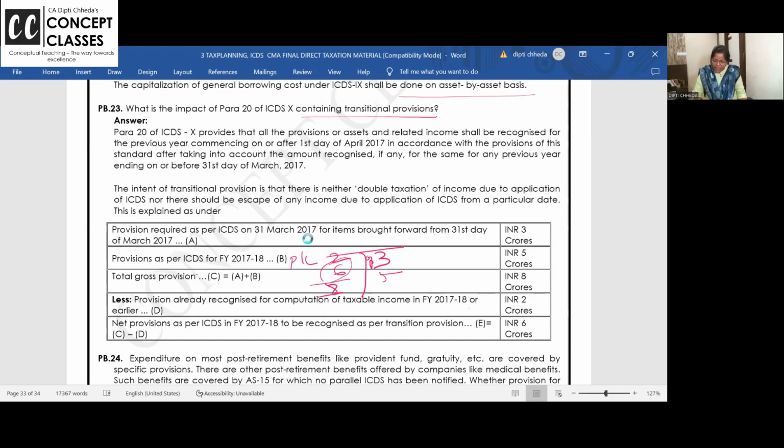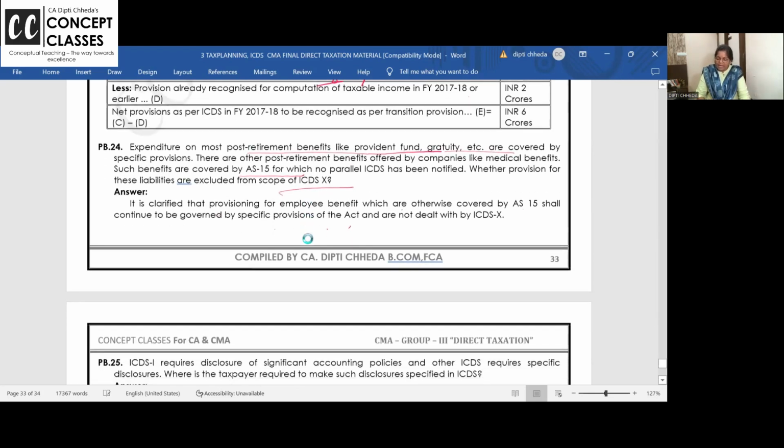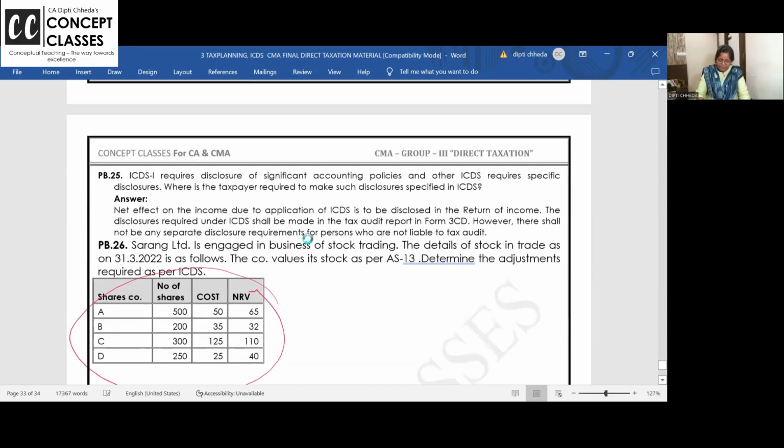If you want, you can write it. And then the last one I have made you write. Many times post-retirement, we make provision for gratuity and all as per AS 15. Are they covered in ICDS 10? Answer is no. It is clarified that provision for employee benefit which are otherwise covered by AS 15 shall continue to be governed by specific provisions and are not dealt with by ICDS 10.